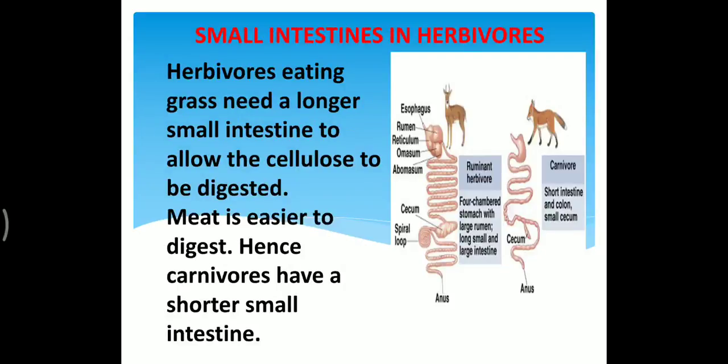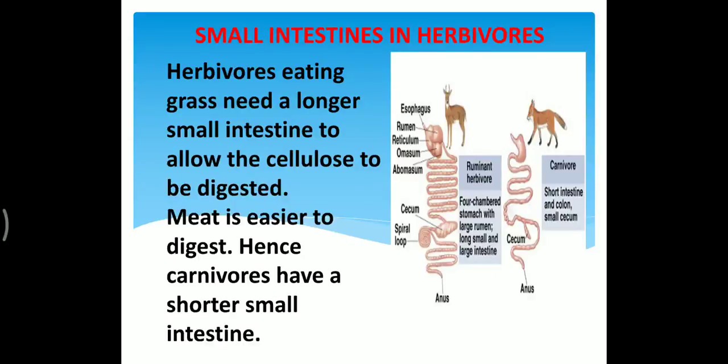You might have thought that all mammals have the same type of small intestine. No. Herbivores have a longer small intestine than carnivores. Why? Herbivores eating grass need a longer small intestine to allow the cellulose to digest. They eat raw plants directly, and you all know plants have a cellulose cell wall. Around the cell wall, between the cell wall and cell membrane, there is a thick jelly-like layer called cellulose. That cellulose takes a lot of time to digest. So, it is a longer small intestine.